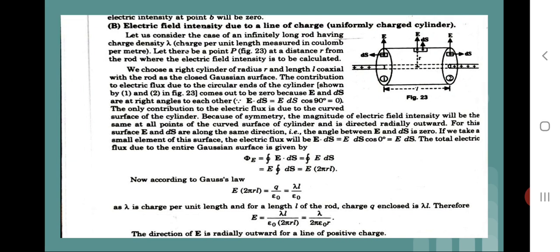The only contribution to the electric flux is due to the curved surface of the cylinder. Because of symmetry, the magnitude of electric field intensity will be the same at all points of the curved surface of the cylinder and is directed radially outward. For this surface, E and ds are along the same direction, that is, the angle between E and ds is 0. If we take a small element of this surface, the electric flux will be E dot ds is equal to E ds cos 0, and the value of cos 0 is 1.